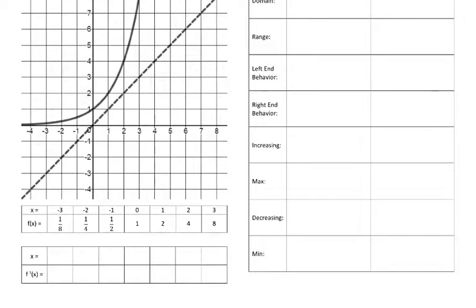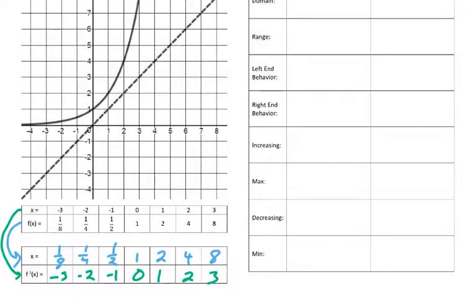Again, I'm going to do the same thing I did. So my outputs are going to become my inputs. So when x is 1/8 and 1/4 and 1/2 and 1 and 2 and 4 and 8, those are going to be my x values. And then what were my inputs are going to become my outputs. So this was negative 3 for the input, is now going to become an output of negative 3, negative 2, negative 1, 0, 1, 2, and 3.